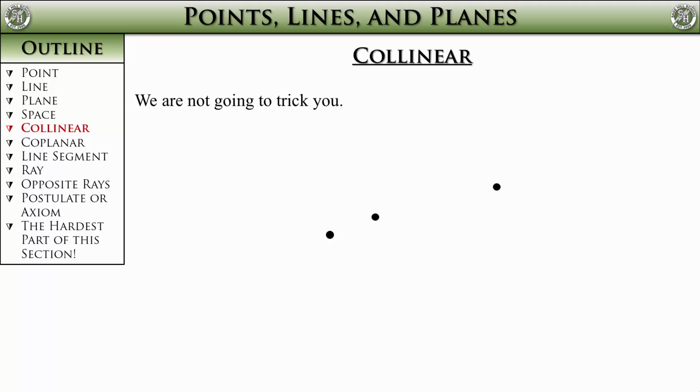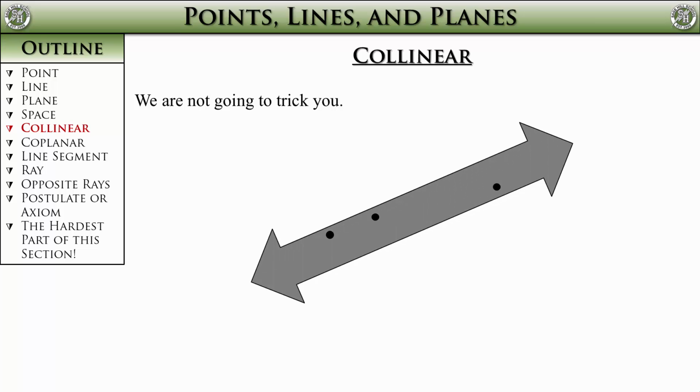But I had a student one time really struggling with a question like this about whether these were collinear or not. After much consternation, he decided to do this as his answer and declare that yes, they were collinear points. We aren't here to trick you. It should have been an easy answer of no. What do you think? Should I have given him credit for this creative answer?